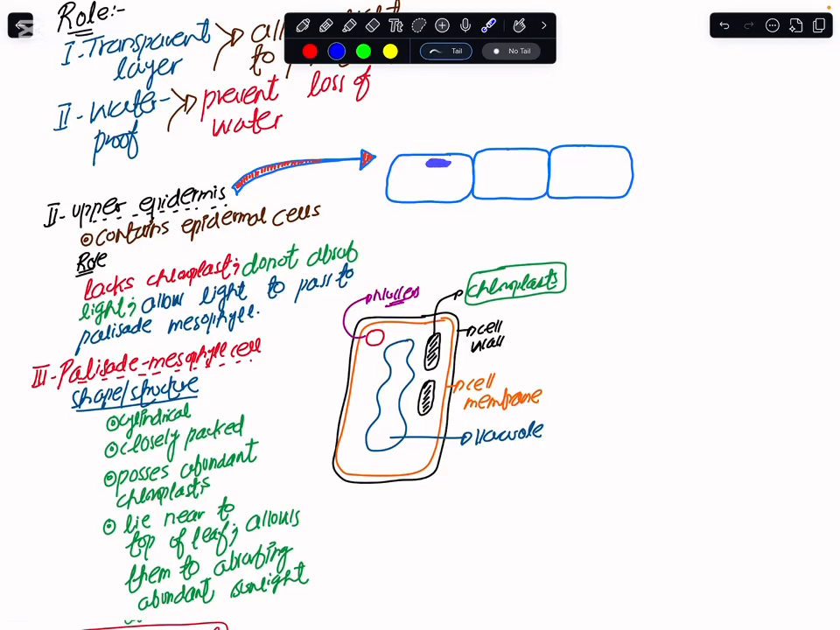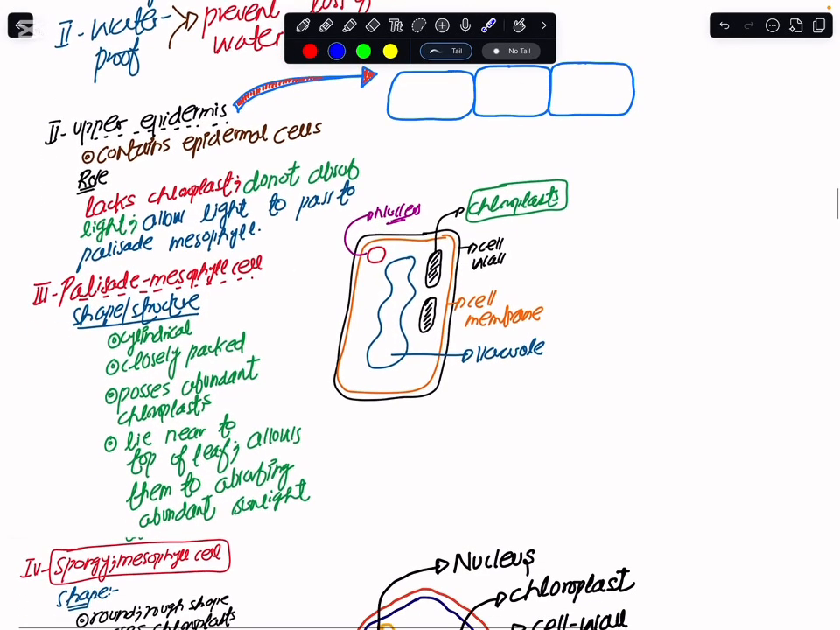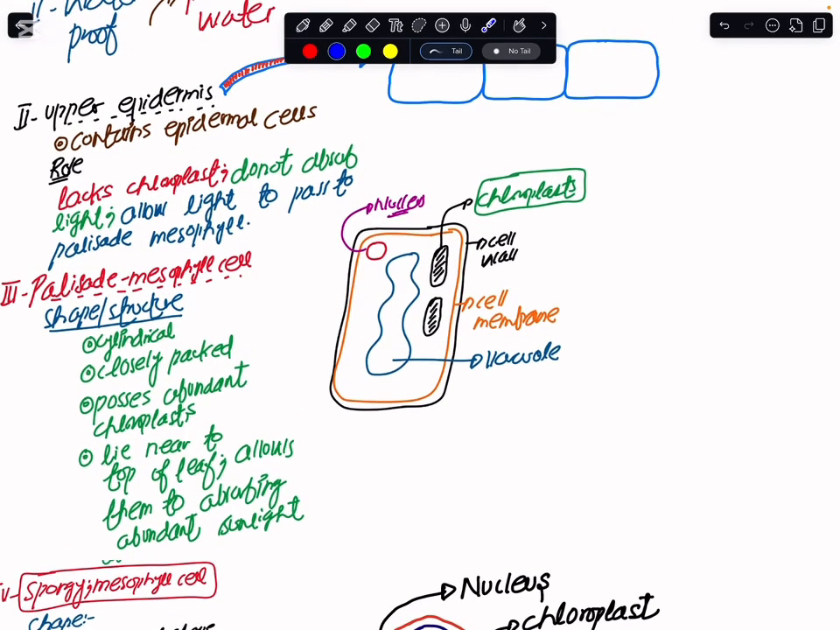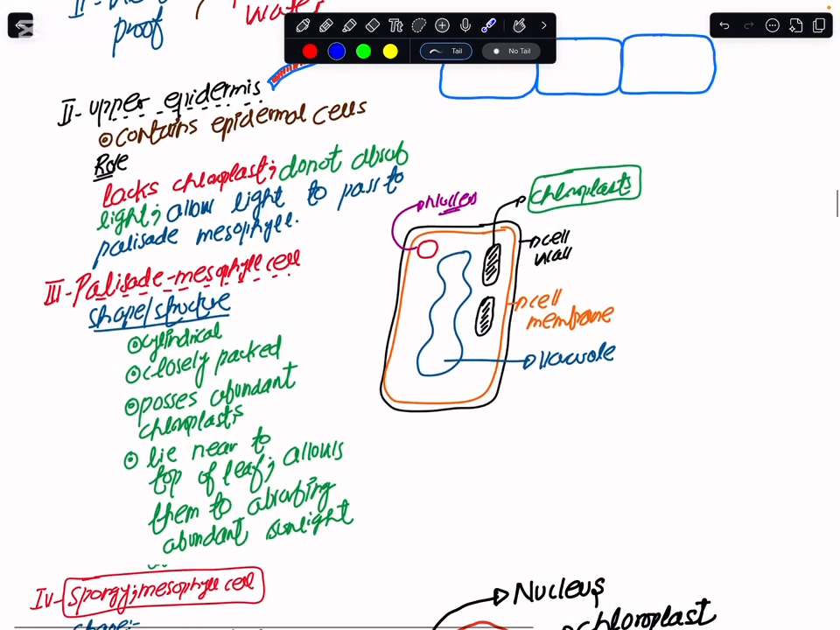Now, not having chloroplasts is an advantage for us because in that way the light passes through them and hits the palisade mesophyll cells, and it maximizes the rate of photosynthesis, and it allows most of the light to be carried to the palisade and the spongy mesophyll cells. Now, if I were to talk about the palisade mesophyll cell, the structure of the palisade mesophyll cell is important in terms of photosynthesis.